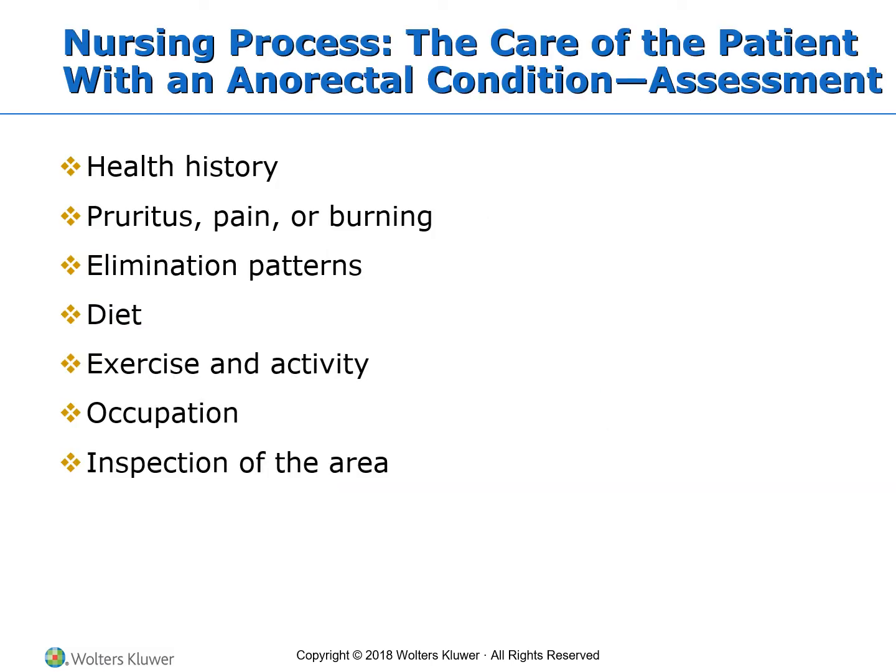As far as assessment, just like you would anyone else, you're going to get an H&P, you're going to do an assessment focused on what their complaints are, ask about elimination patterns, dietary patterns, alcohol, smoking, what do they do? Do they have a sedentary job? Do they have an occupation? And that puts them at risk for being around carcinogenic materials. Look at the area that they're complaining about.